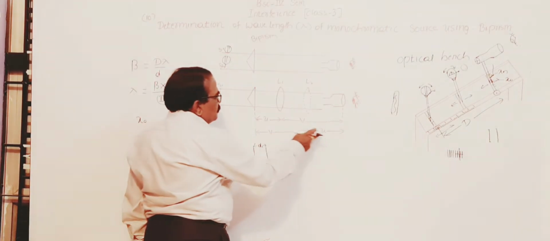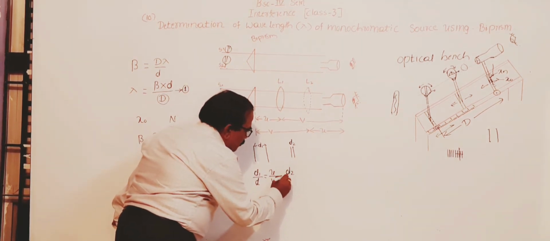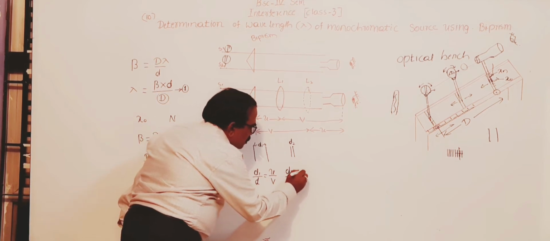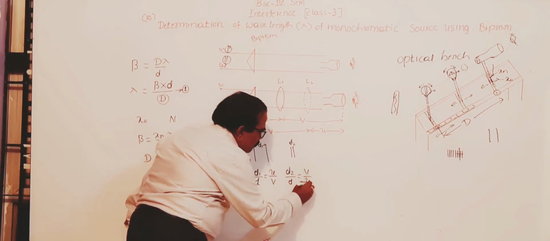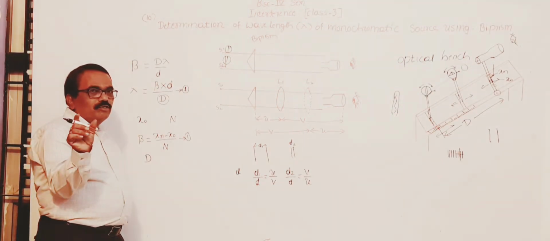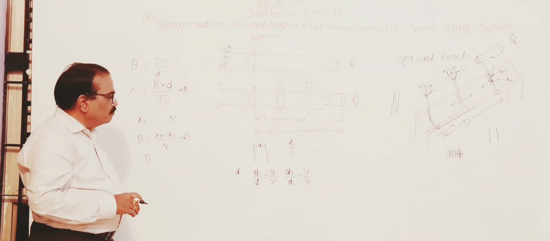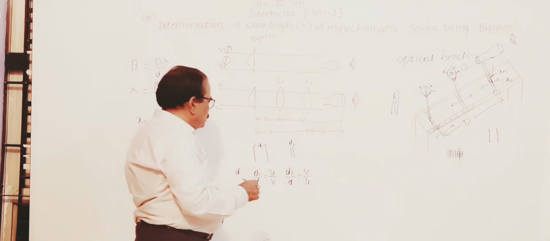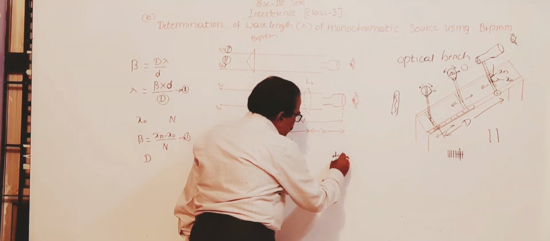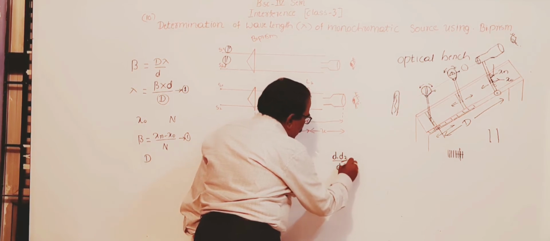In the second position, d2 upon d is v by u. It changes. d1 and d2 are the virtual distances, d is the actual distance. This is the magnification. Then if you multiply these two, you get d1 d2 upon d square is equal to 1.